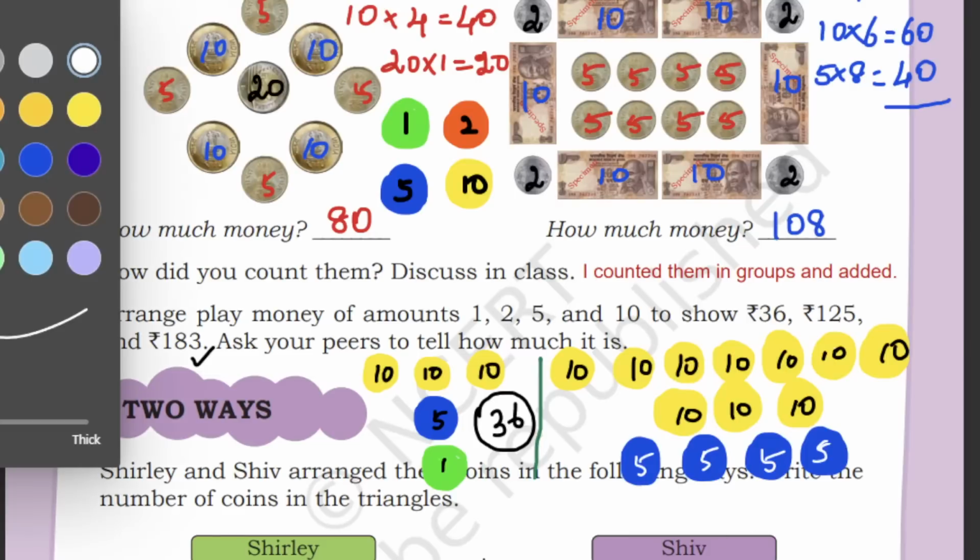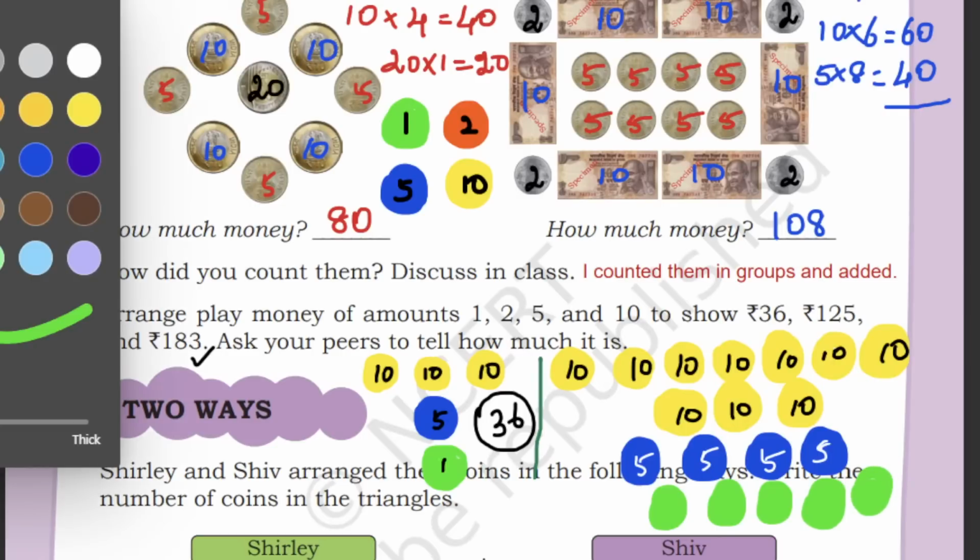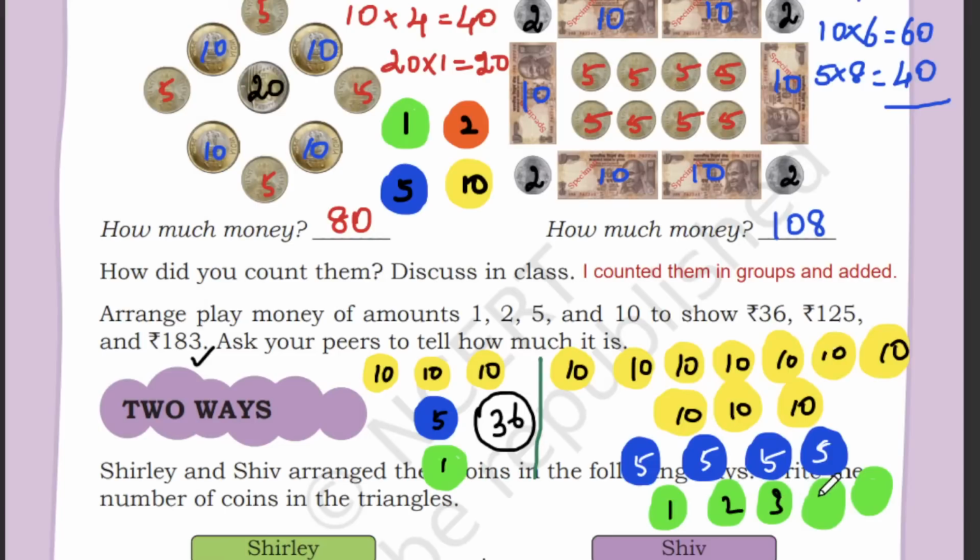So now we need to have 5 more. Either we can add one more 5 or you can take 1 rupee coins 5 times. 1, 2, 3, 4, 5. You can take 5 times. 1, 2, 3, 4, 5. Okay. So this is 125.